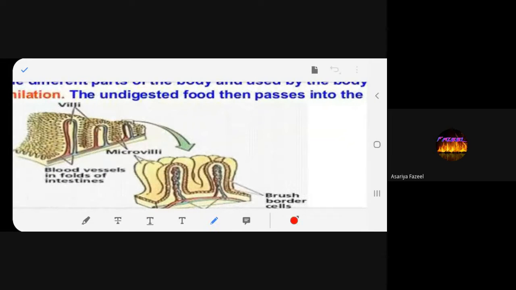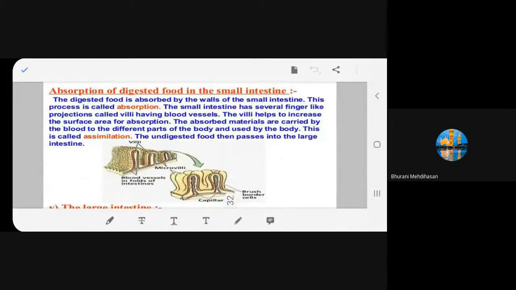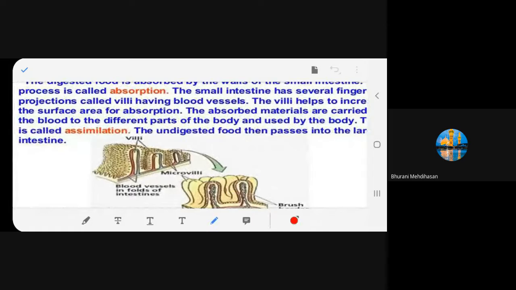These villi have blood vessels. So the food goes directly into the blood vessels and then it runs in the body and then you get energy. Now, whatever food is digested, done. The rest which is remaining in the small intestine, the undigested food, is pushed to the large intestine. When the body is using the digested food, this is called assimilation.